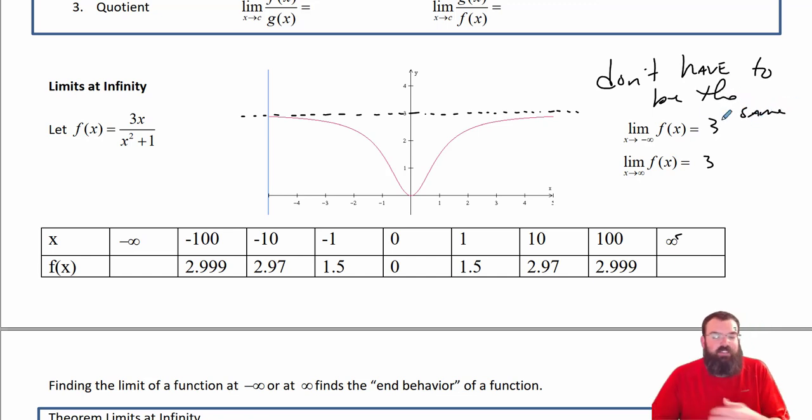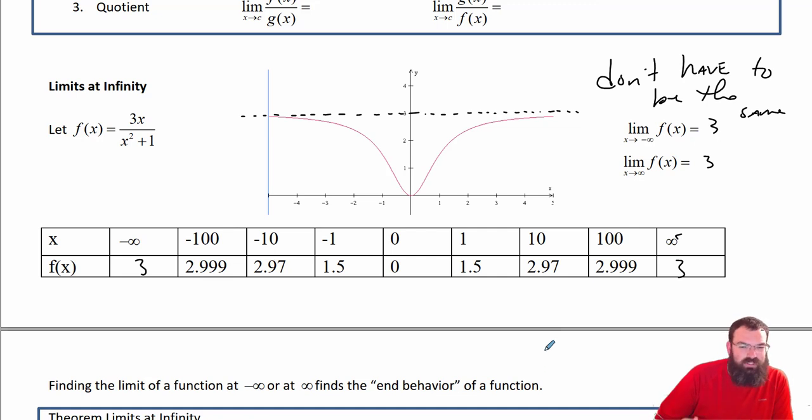They just happen to be in this case, but they don't always have to be. And you can see definitely from the table that it's approaching 3 and it's approaching 3. Okay? Pretty simple. It makes sense that it would, right?